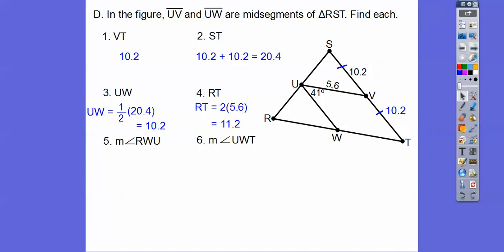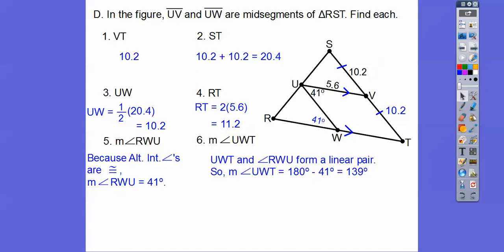Now let's find the angles. Remember they're parallel. Since they're parallel, we have alternate interior angles. Let's go RWU. RWU is an alternate interior angle with these two. Since mid-segments are parallel, they form equal alternate interior angles. Now let's find this angle here. Let me label it. It's UWT. UWT is a linear pair with this 41, so it's going to be supplementary with that. So that's going to be 139 degrees.